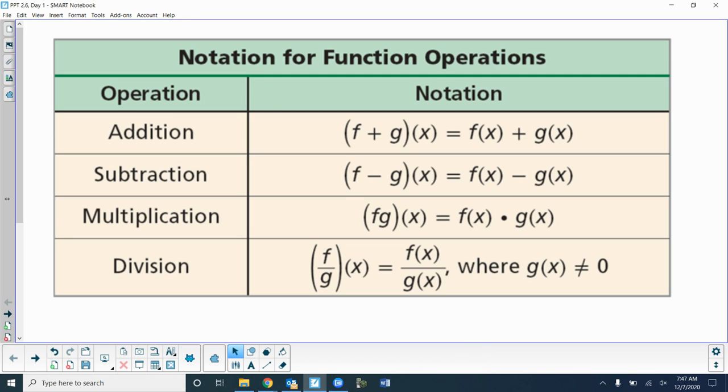All right, so we're gonna add, subtract, multiply, and divide functions today. And then tomorrow we'll do what we call composition of functions. And then practice quiz, go over it Thursday, quiz Friday, okay? Like I said, it'll be our last quiz.